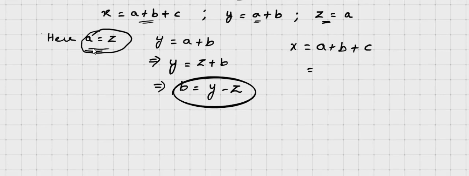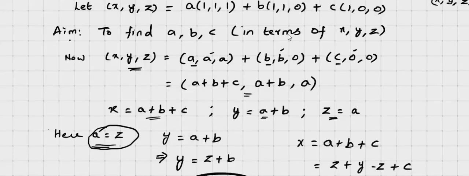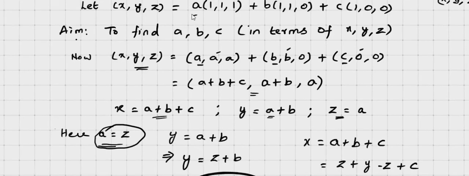So what is the value of a here? z. What is the value of b? y minus z, plus c. On simplifying, I will get y plus c is nothing but x. So therefore c equals x minus y. Okay. So I will substitute the values of a, b and c here. That is what we are going to do now.